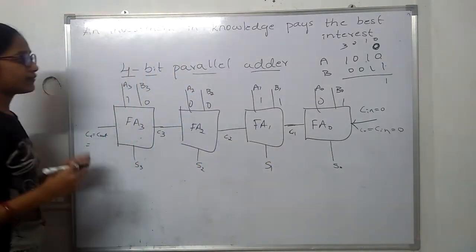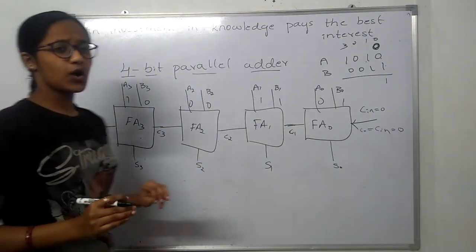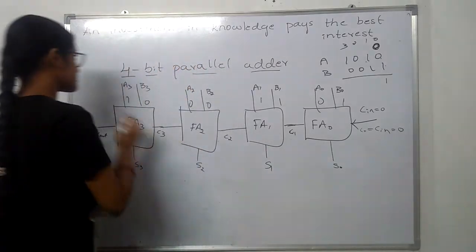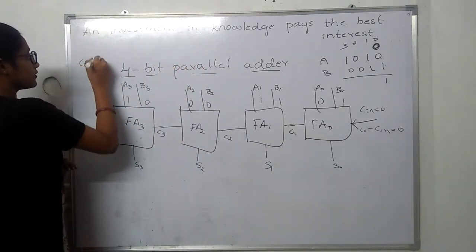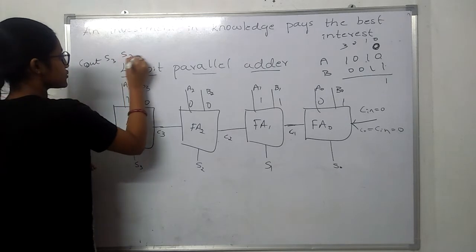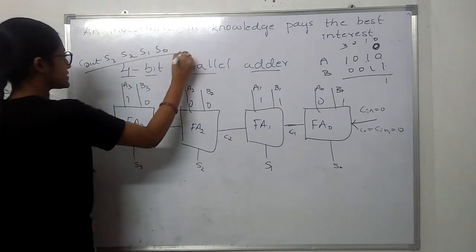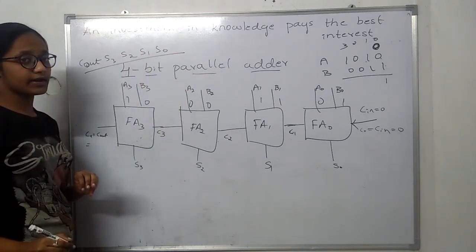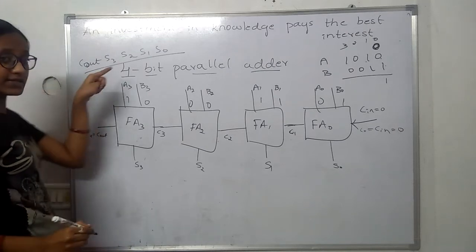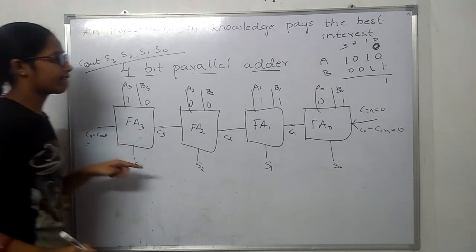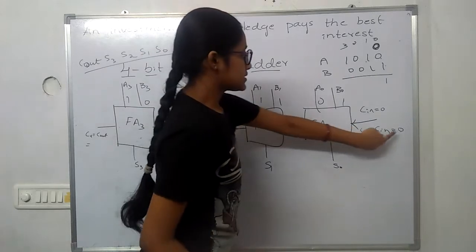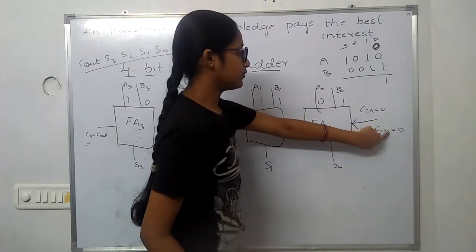So if someone asked you, what is the output of a 4-bit parallel adder? You have to say C out, S3, S2, S1 and S0. This is our output of a 4-bit parallel adder. Okay, we have to consider this is the output. Okay, fine. So C in is 0.